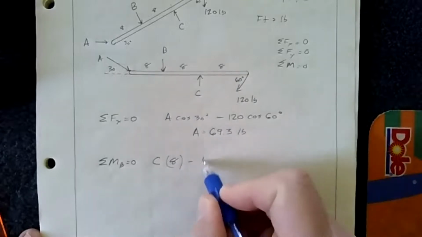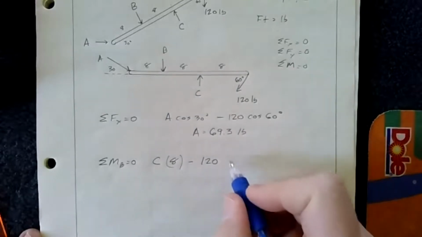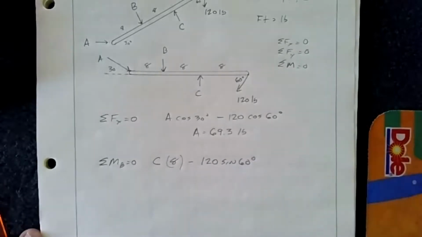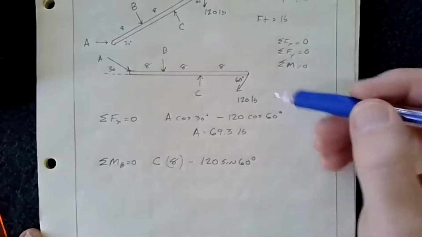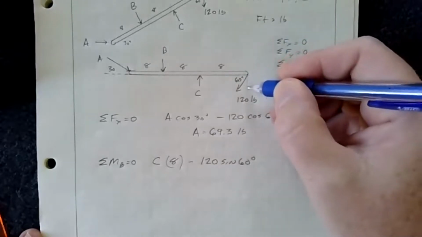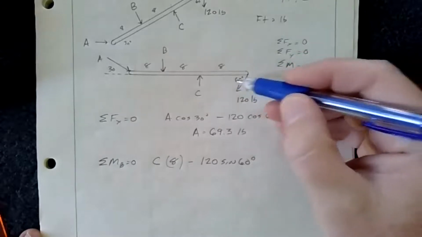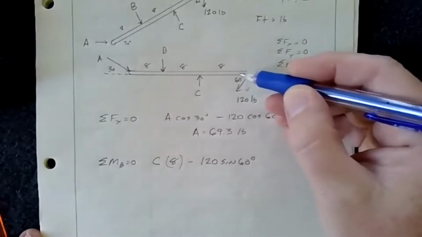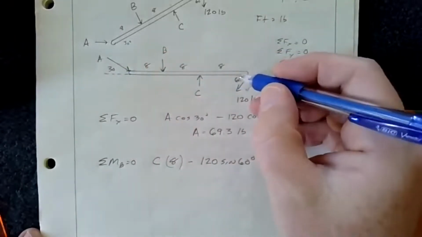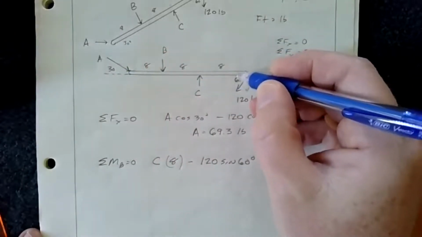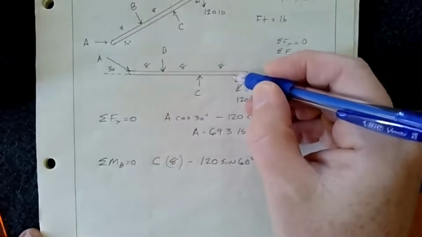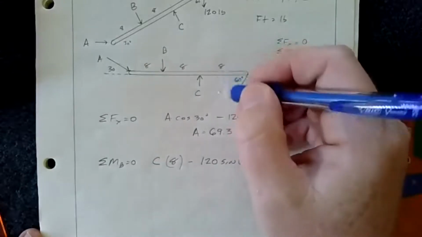Then it's going to be minus 120 sine 60. And that's because I'm only interested in the vertical component of this force. I'm interested in this part. This part here doesn't do me any good because it goes right through it. So one of the things is that even though this has a finite thickness, we assume it's infinitely thin for our problem. So if you're not given a dimension here, you assume that that thickness doesn't matter.